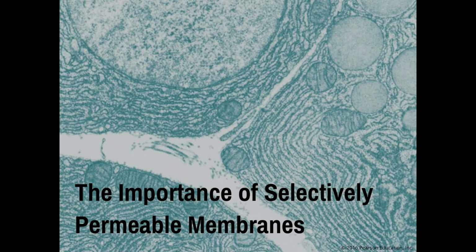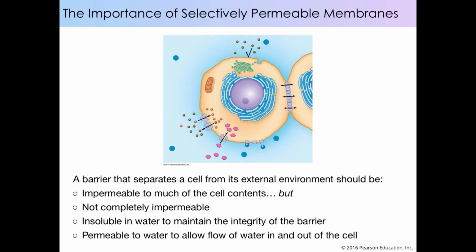The next aspect of the chemistry of cells that we need to review is the importance of semipermeable membranes. And we'll be covering membranes extensively later, so this is just a little introduction. In all cells, the cell membrane is important for separating the cell from its environment. So in order for the membrane to do this, the membrane has to be semipermeable. It has to allow certain things in while keeping other things out. It also has to be insoluble in water so that it doesn't fall apart.